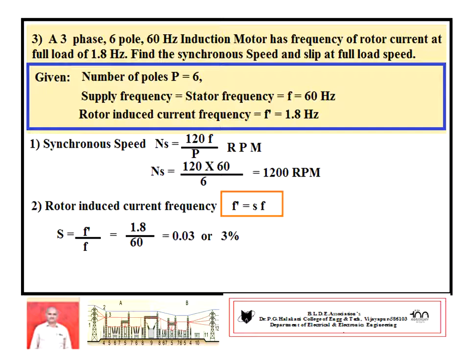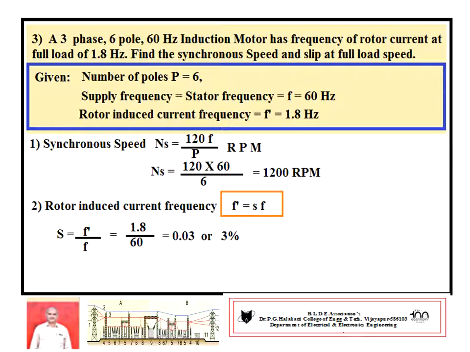Then we have to go for continuation of problems. In previous class we have seen 2 to 3 problems. Next, continuation of that. A 3-phase 6-pole 60 Hz induction motor has a frequency of rotor current at full load of 1.8 Hz. Find the synchronous speed and slip at the full load speed. So you write down the given data on one side. What are the given things?